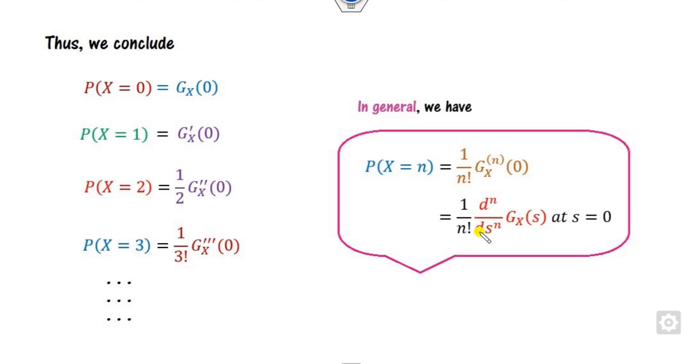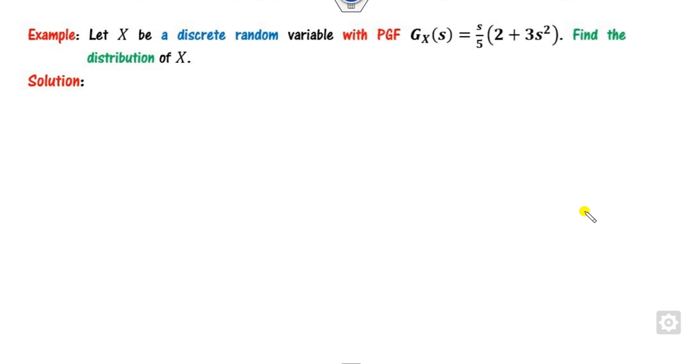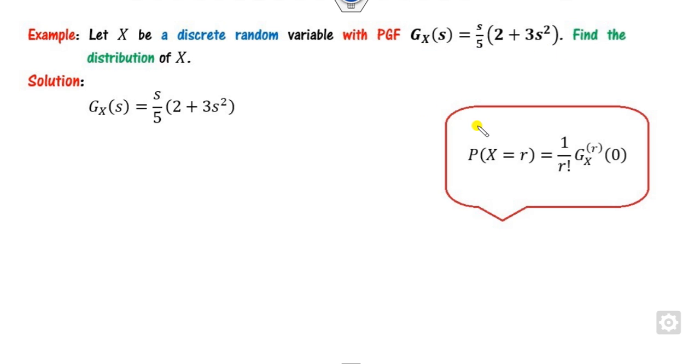Or you can write it as the nth derivative of this at the point s equal to 0. For example, here, let's say X is a discrete random variable whose generating function is given here. You have to find the distribution of X. That's very simple. You can take the first derivative. This is the target you have to find, so you can take the derivatives here.